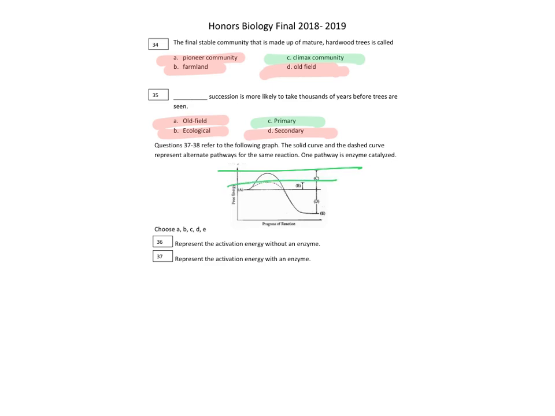There's B. So which is it? B is the one with the enzyme. Is B going to go faster, or is C going to go faster? Well, B's a smaller hill. It's going to go faster. It's easier to get over that hill.